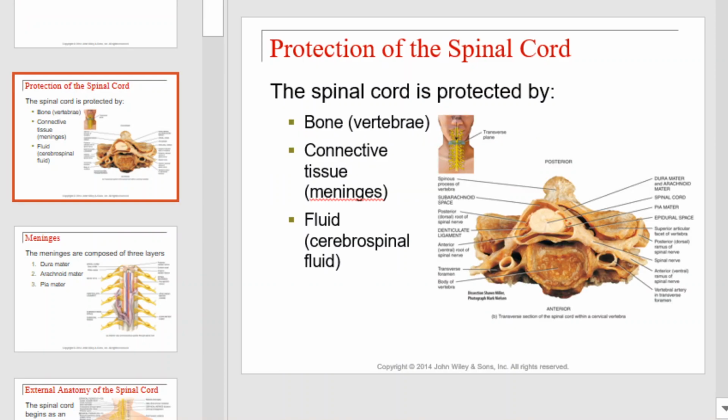The spinal cord is well protected, as seen here to the right. The spinal cord is protected by bone in the form of vertebra, connective tissue in the form of meninges, and fluid in the form of cerebrospinal fluid. Take a moment to familiarize yourself with each structure labeled in the picture to the right.